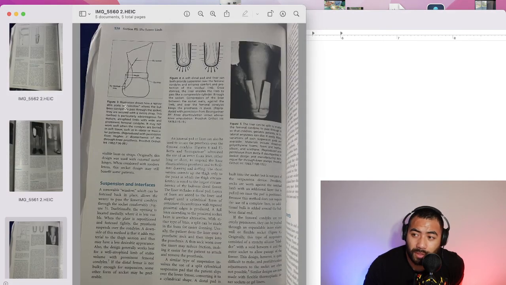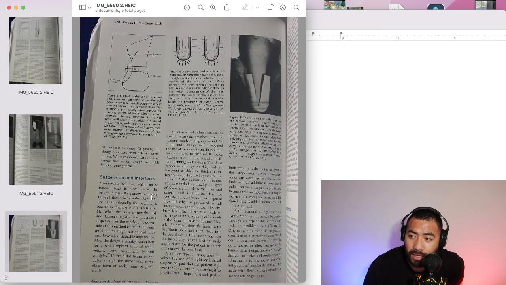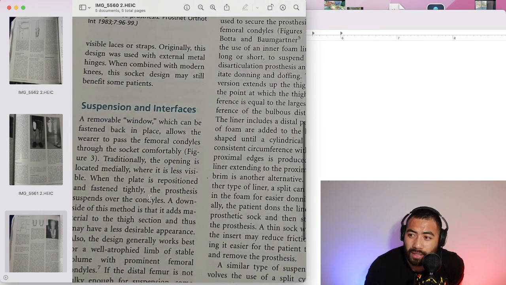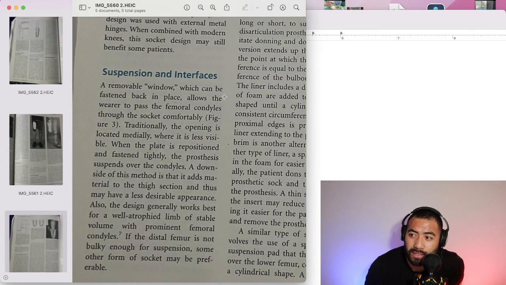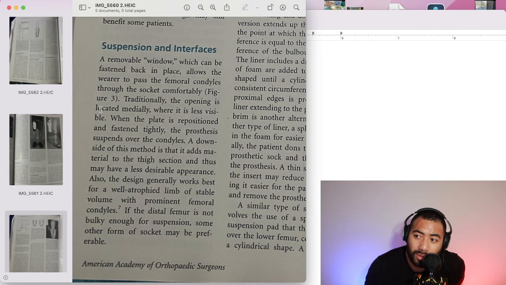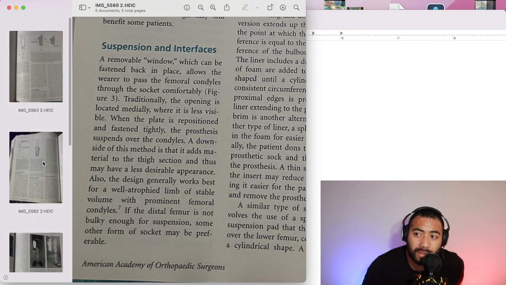Well, you open up your textbook here, and suspensions: removable window which can be fastened in place and allows the wearer to pass through the femoral condyles through the socket, preferably traditionally opening up located medially, where it is less visible. When the plate is fastened and tightened, the prosthesis is suspended over the condyles. So here it talks about medial. Most likely we're going to go medial. And another really good thing about going medial, it's going to be a little bit more form-fitting.